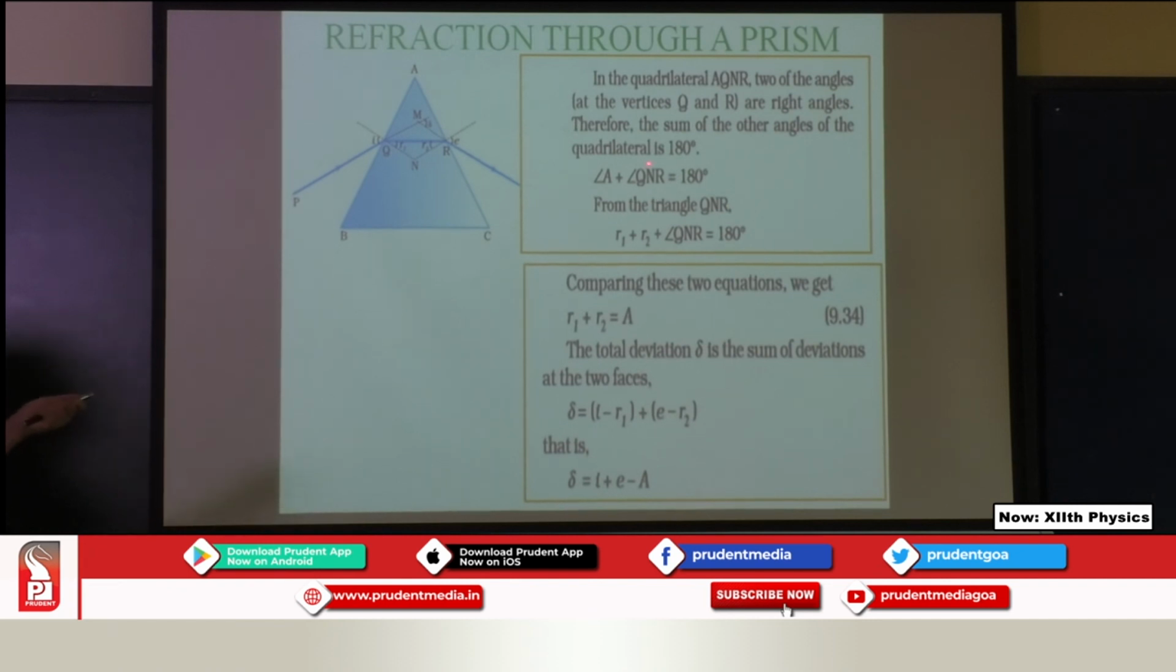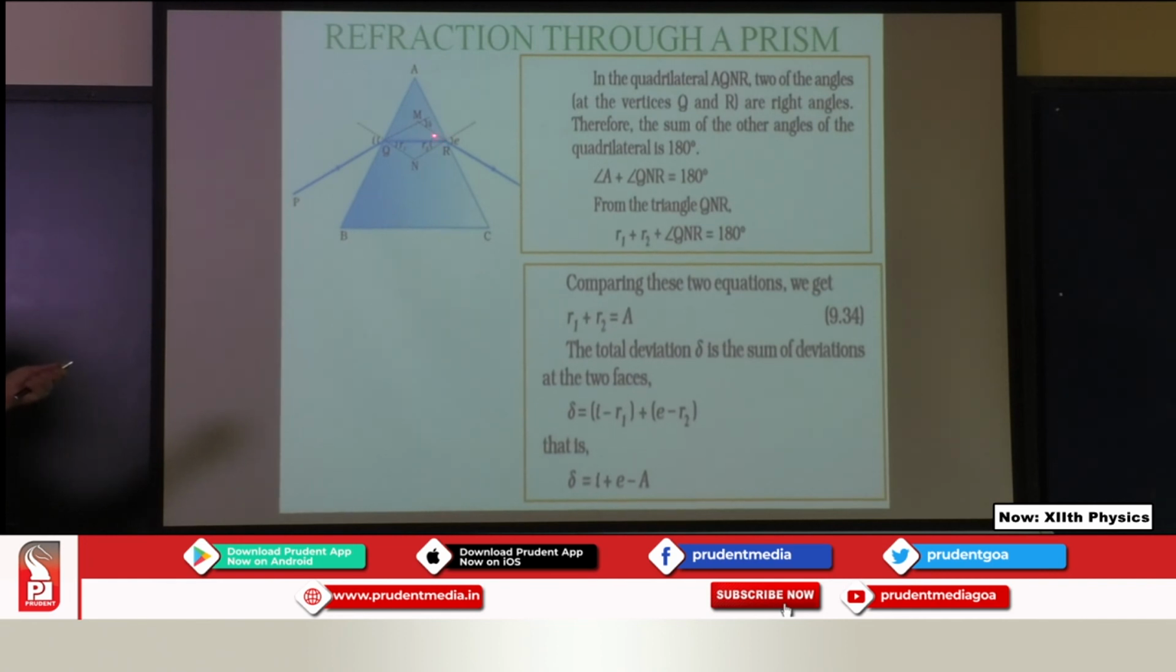Now, comparing the two equations, we can say that R1 plus R2 is A. A is this angle, known as the angle of prism. Now, as I have spoken about the deviation, the total deviation delta is the sum of deviation at the two faces. So, what does that mean? Here, this is the total deviation and this is equal to this angle plus this angle.